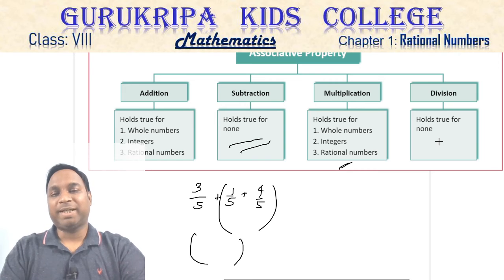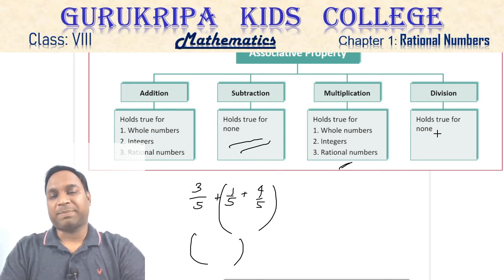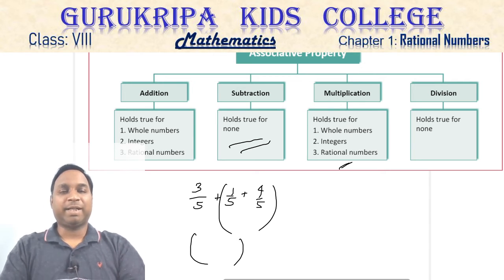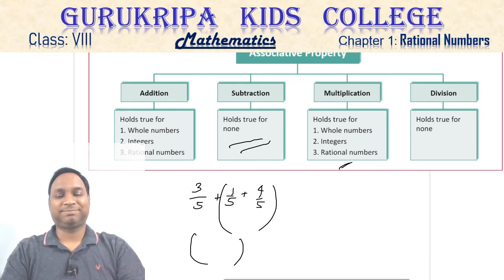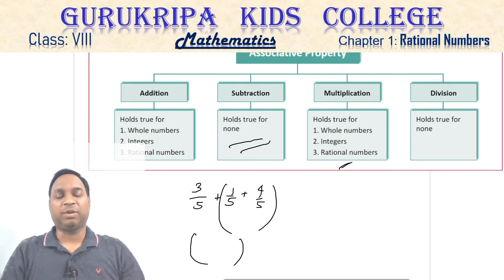So this is the flow chart. Associative property for addition, subtraction, multiplication, and division. That was the third property we had. तीनों properties clear हैं? We have flow charts for all the three properties. समझ में आ गया होगा, I guess.